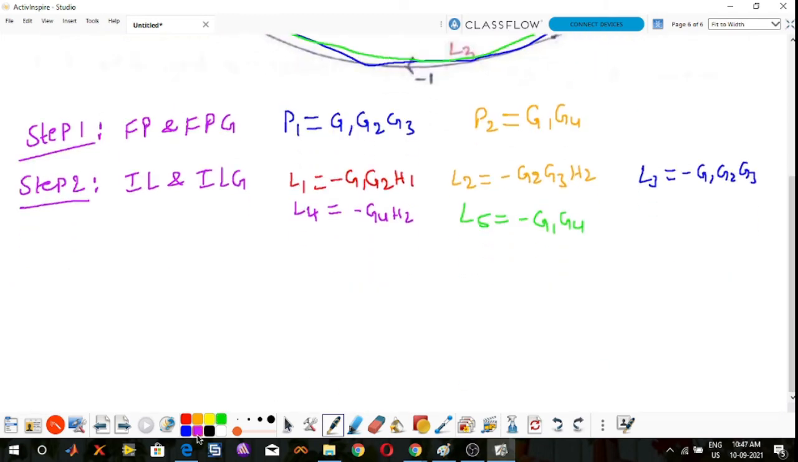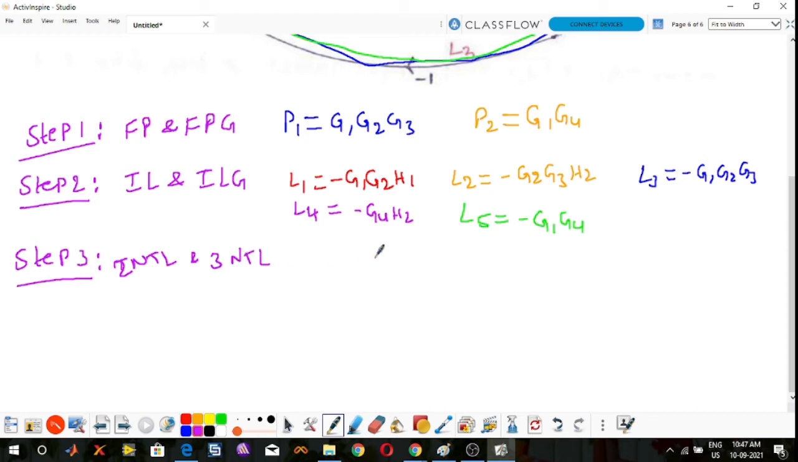Next, step number 3. Identify the two non-touching loops and the two non-touching loops gain products, and identify the three non-touching loops and its gain.